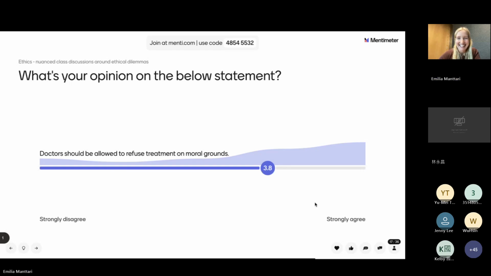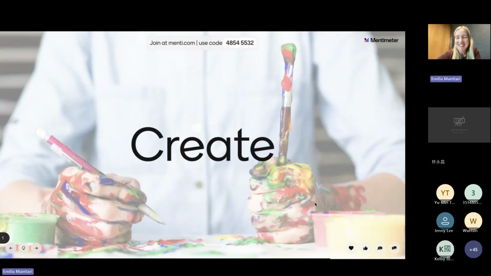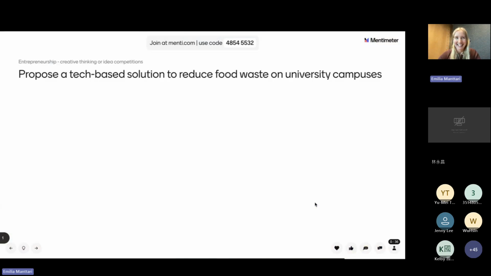Amazing. Then I think we're ready to move to that last and highest level of Bloom's taxonomy, which is create. So this is really the stage where you're able to start creating something new based on what you have learned. And here I picked an entrepreneurship example. So creative thinking, and of course you could also do idea competitions.